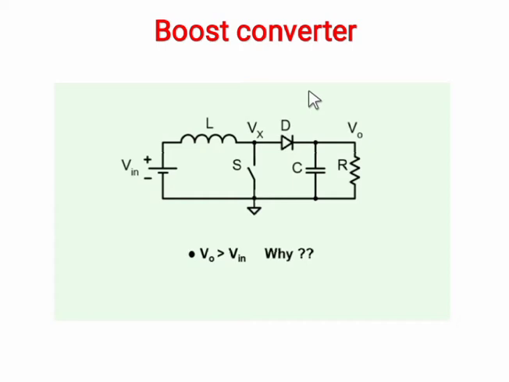In the boost converter, the main component is the switch S, which is a semiconductor switch, either a BJT, MOSFET or IGBT. Here there is one inductor L, a diode, a filter capacitor C, and a resistive load R. In the boost converter there are two modes. The first is when switch S is on, and the second is when switch S is off. We will see in detail what happens in these two modes.